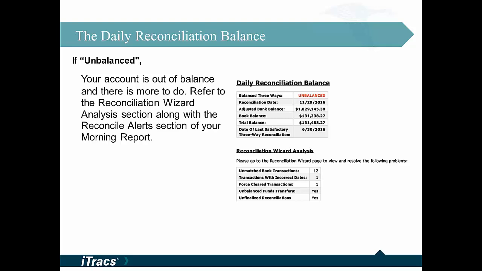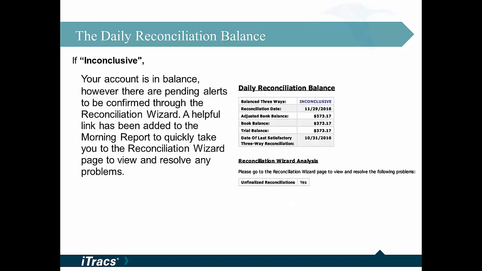If your daily reconciliation balance reflects unbalanced, your account is out of balance and there's more to do. You'll want to refer to your wizard analysis section. The wizard analysis section will indicate any other actions that need to be done. If inconclusive, your account is in balance. However, there are pending alerts to be confirmed through the reconciliation wizard. A helpful link has been added to your morning report to quickly take you over to the reconciliation wizard page located under your Rhino Recon tab.